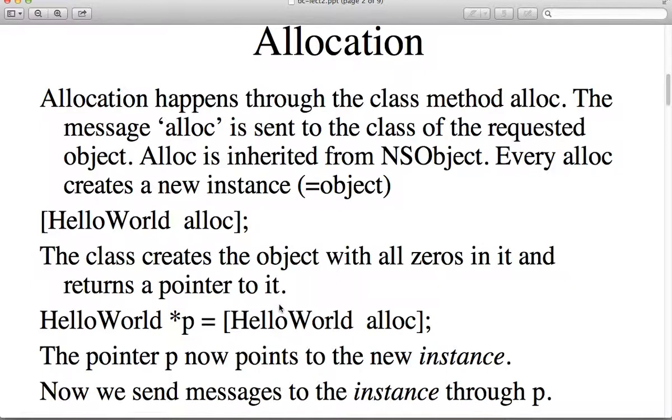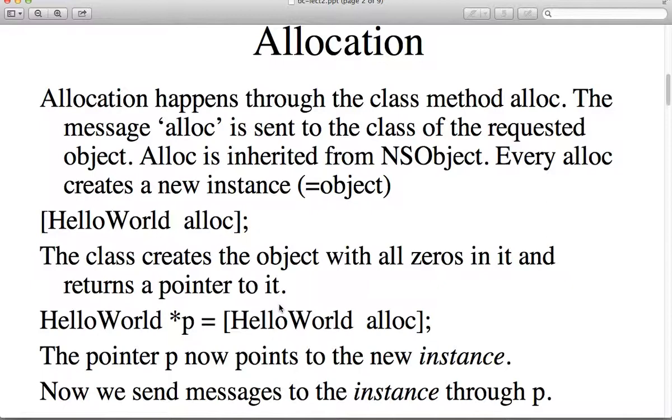So what happens when we allocate? Allocation happens when the class method alloc is applied to the class. It says, allocate some space for me in memory. The message alloc is sent to the class of the requested object, so we go Person alloc, because we're sending a message to the class. And alloc is inherited from NSObject, so we don't actually have to write an alloc method. It's just part of the inheritance.